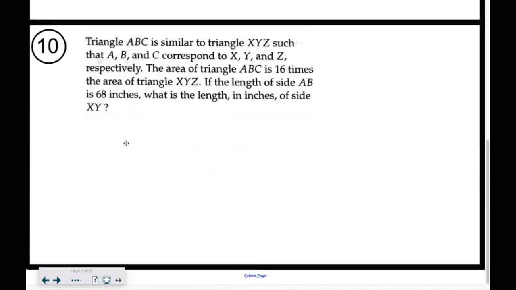All right, number 10 is similar triangles, or really just similar figures, and these ones have to do with scale factors. To review, for a scale factor I always use the letter K. It's what we would multiply any single dimension by to go from a smaller figure to a bigger figure, or just one figure to another. It doesn't always have to be smaller to bigger. And that is what we call our scale factor.